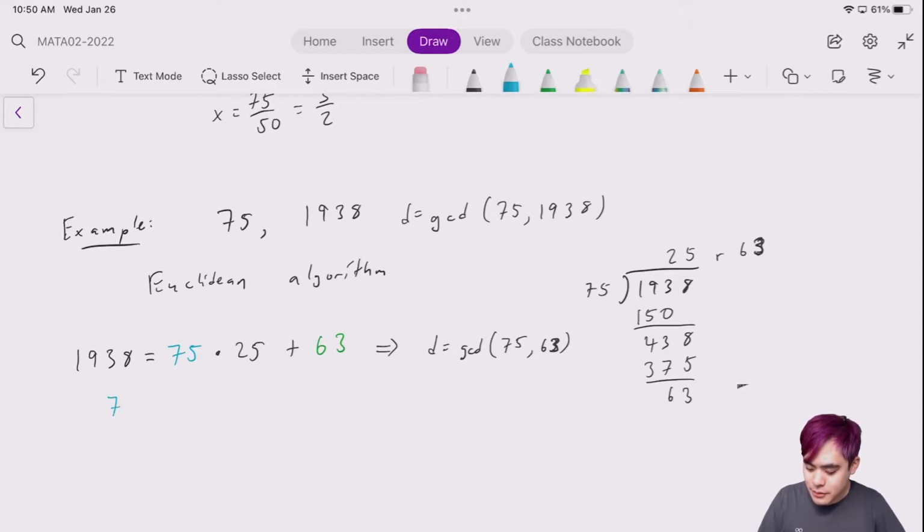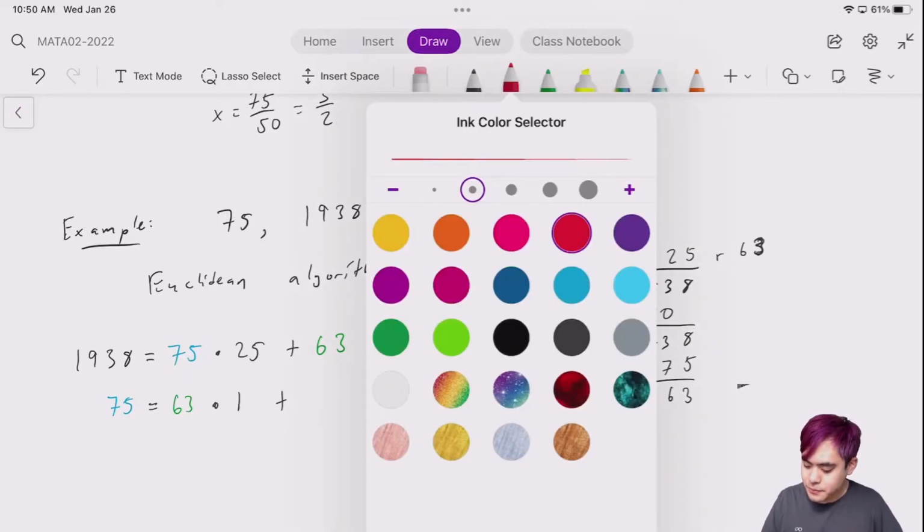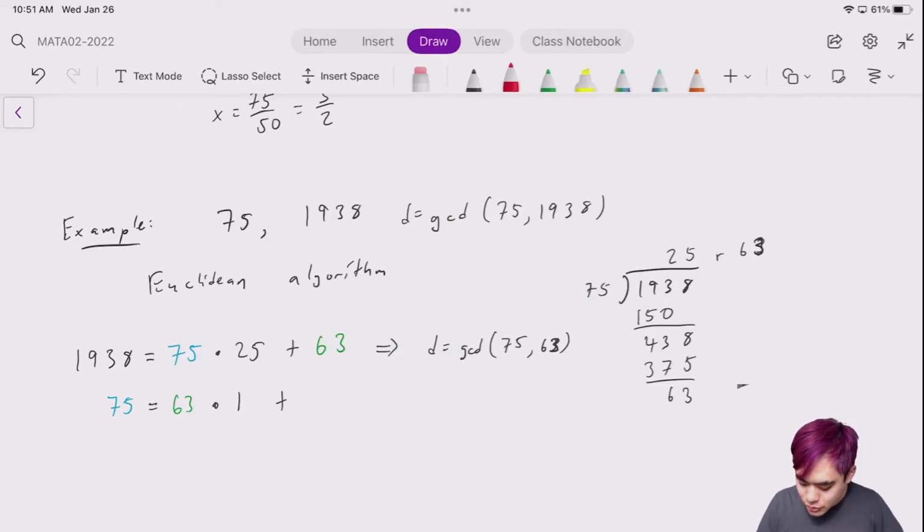So that 75 is equal to 63 times something. Well, this one's easy. So this is 63 times 1 plus, and what are we left with? Well, we're left with 12, it looks like. Right? So 63 plus 12 is 75. So this implies that D is now the greatest common divisor of 63 and 12.